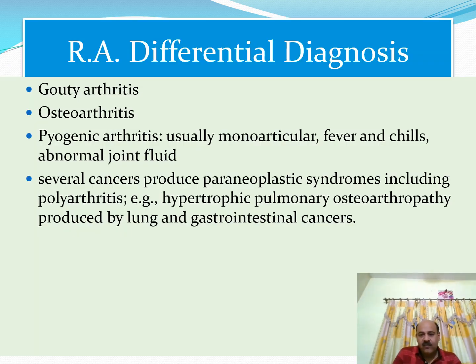Now, the differential diagnosis of rheumatoid arthritis. Any disease condition where arthritis is present needs to be differentially diagnosed with RA. That may be gouty arthritis, osteoarthritis, pyogenic arthritis, tubercular arthritis, and sometimes neoplastic conditions like lung CA or gastrointestinal CA may also present with hypertrophic pulmonary osteoarthropathy. So these patients also resemble RA patients. So we have to keep in mind these neoplastic conditions also while making a diagnosis of RA.